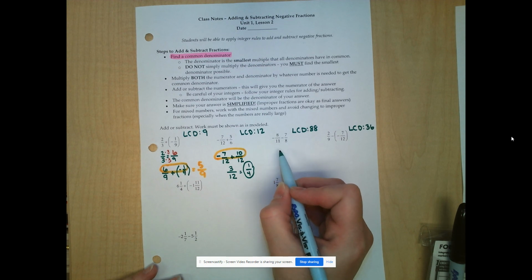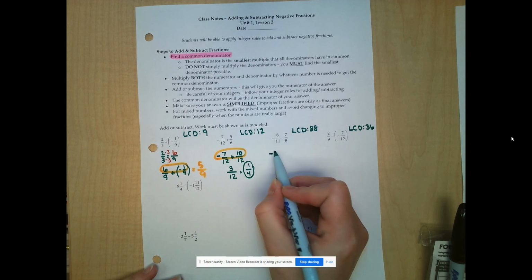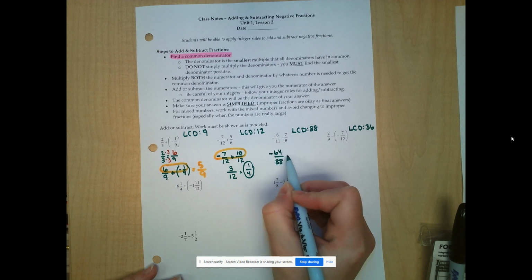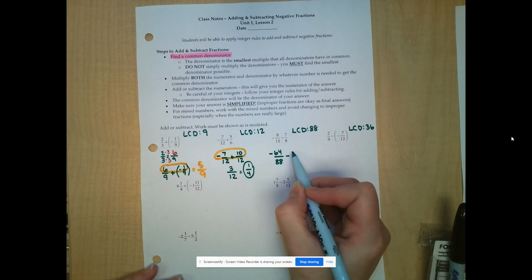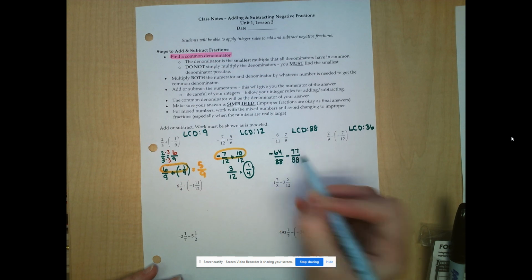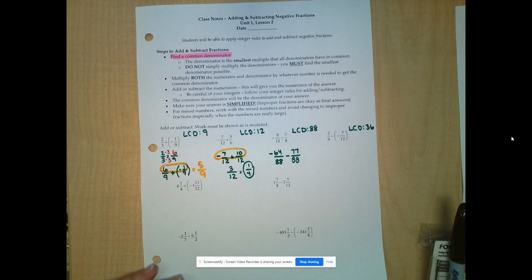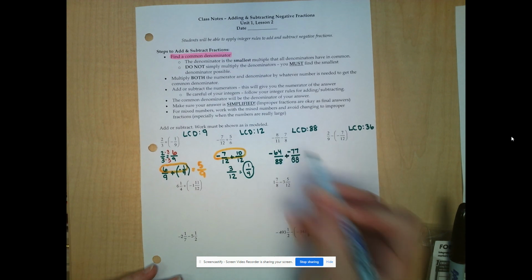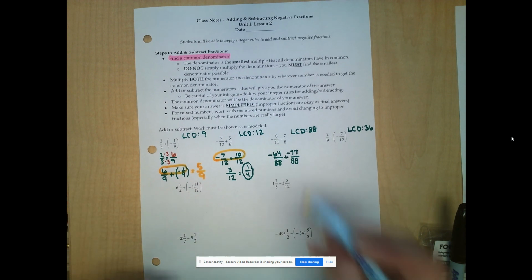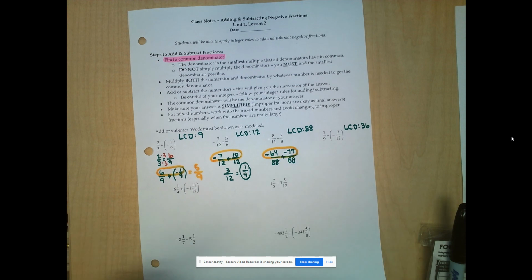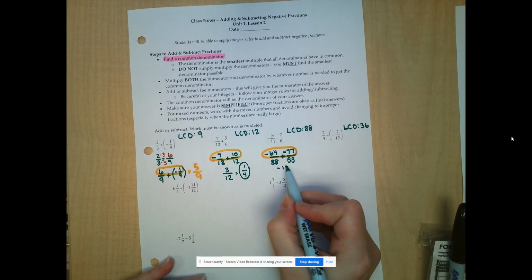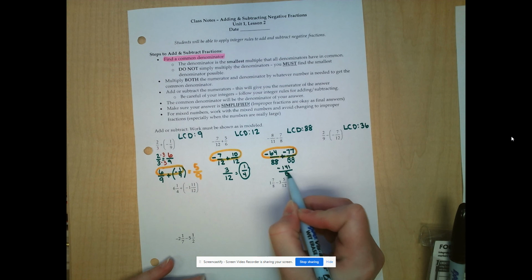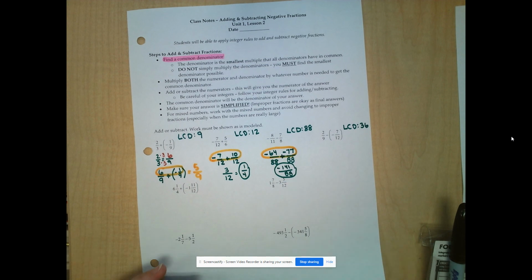-8/11, if I multiply both the numerator and the denominator by 8, I get -64/88. Take away 7/8, which would be 77/88. This one I had to multiply by 11. So now I've got -64 minus 77. If it is subtraction, remember we always change it to addition. So I can change this to plus a -77. So what am I really doing? I'm adding -64 and -77 for a -141/88. And that would be my final answer.